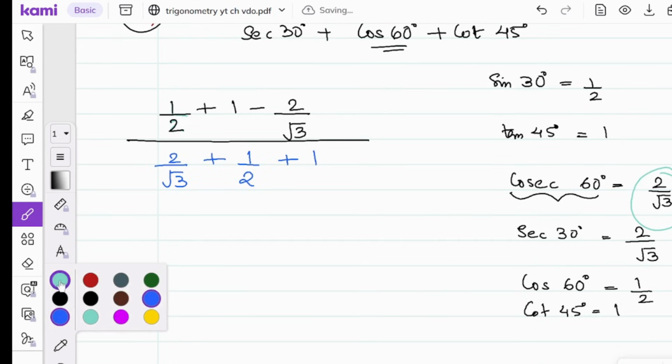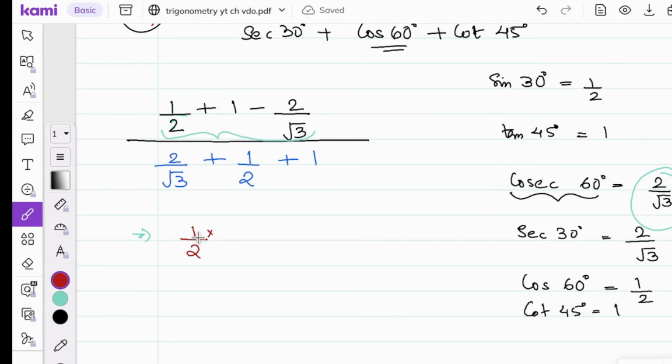Okay. From here actually we know our LCM is 2 root 3, right? So how to solve this one? 1 by 2 into, if I want to make my denominator 2 root 3, I need to multiply with root 3 on both sides. Here what I have to do, I will have to multiply with 2 root 3 on both sides.